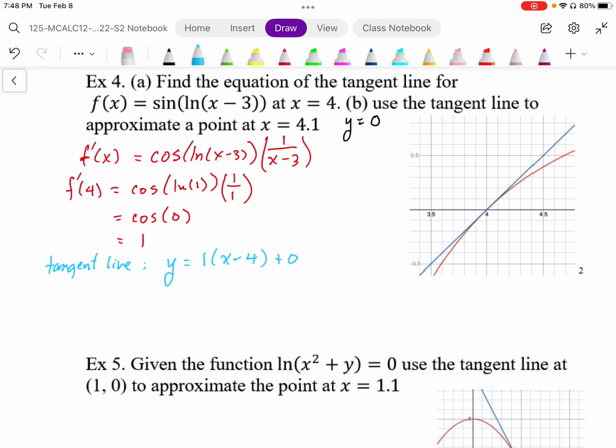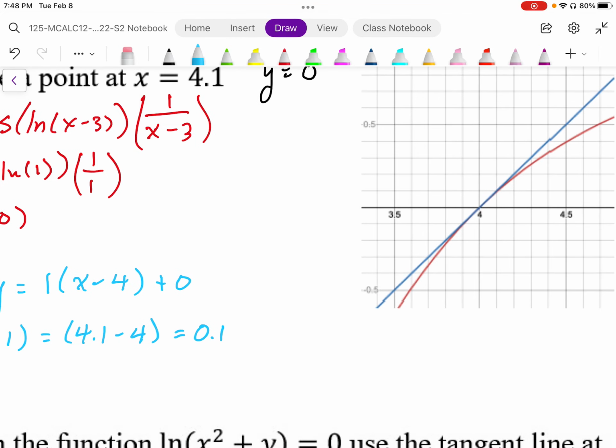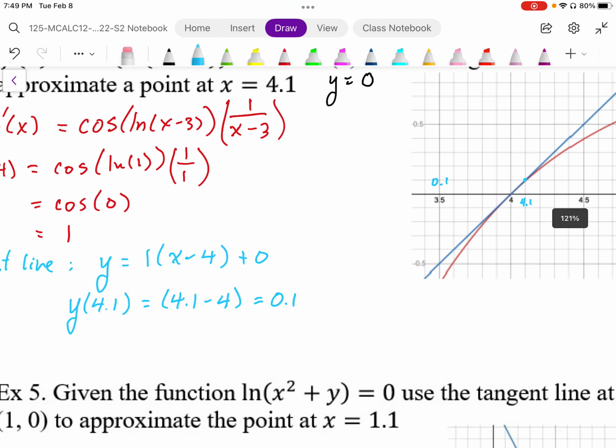Part B says we're going to use this tangent line to approximate a point at 4.1. So what we want to do is find the y-coordinate on the blue line when x is 4.1. This works out to be 0.1. So on this line, we know that at x equals 4.1, y is right on that point at 0.1. And that point is just a little bit above the red line.